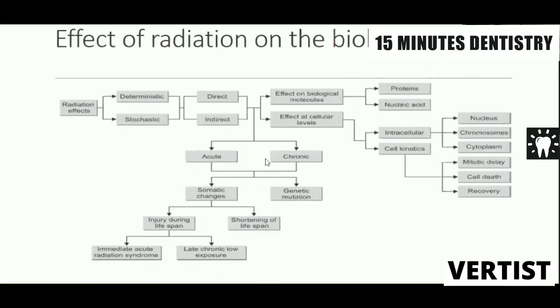And coming to acute and chronic, I have already mentioned that you have somatic changes and genetic changes. Somatic changes are changes which are seen during the lifetime, and it also can cause shortening of the lifespan. Whereas genetic changes are the ones which will be seen in the offspring. Okay? An injury during lifespan again can be acute and immediately seen, or there can be late chronic exposure, and the changes will be gradually taking place.